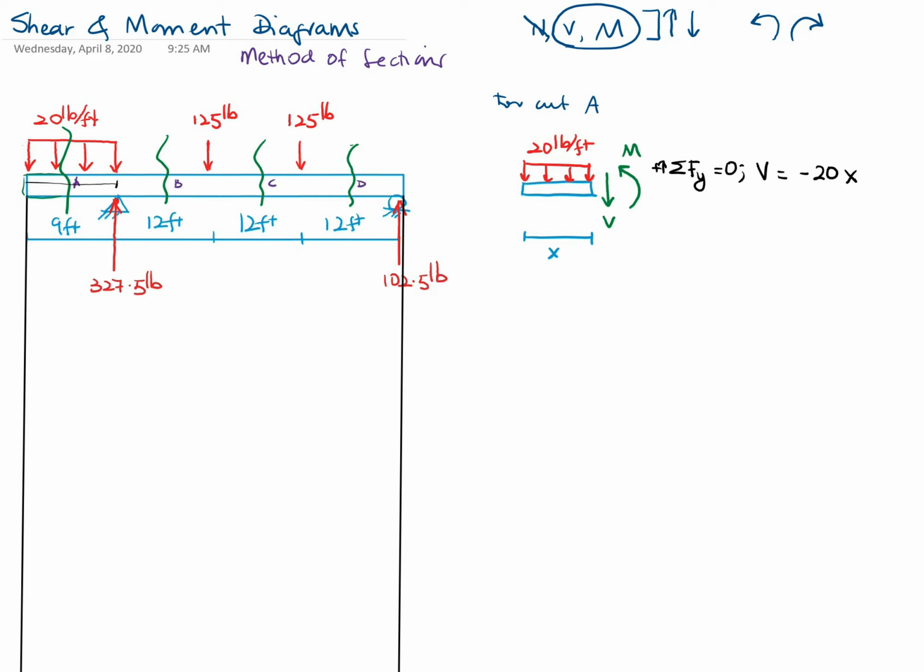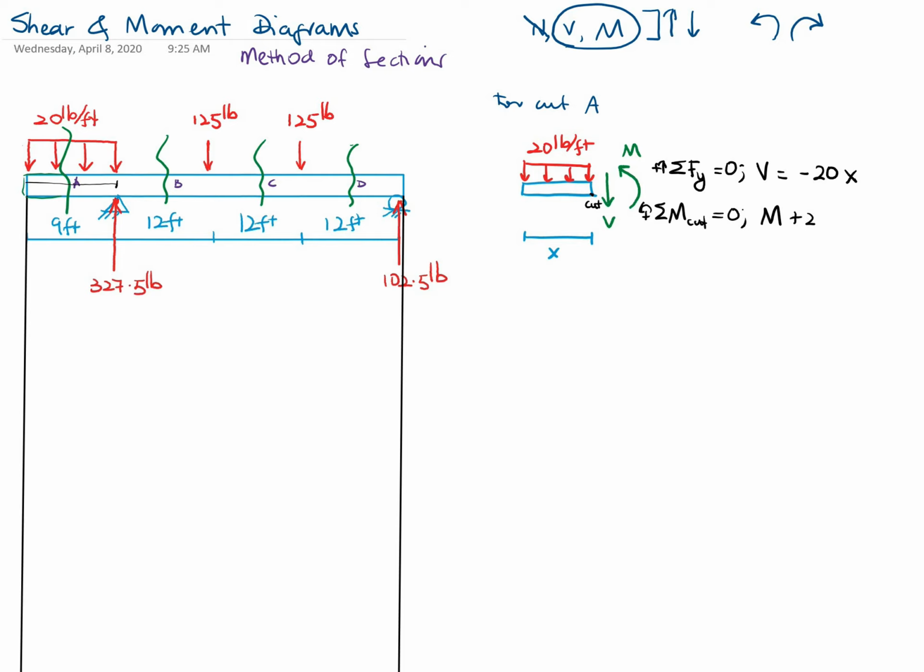If you're summing moment about the cut, okay, so this is your cut point, if you're summing moment about the cut, now what you're going to have is M, which is positive, right?